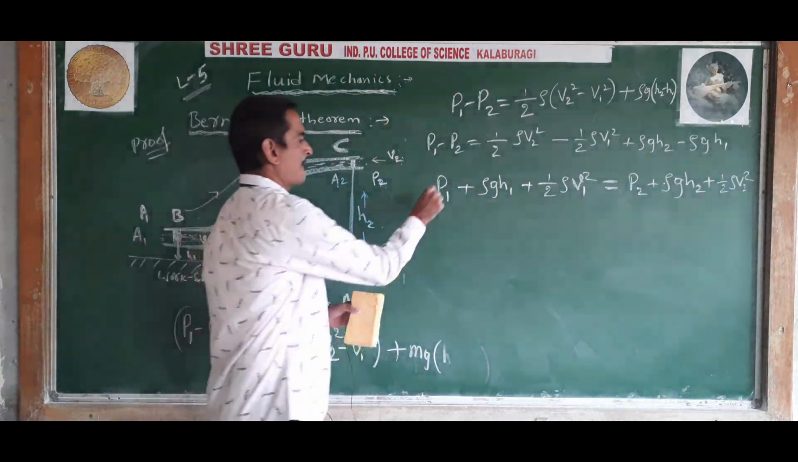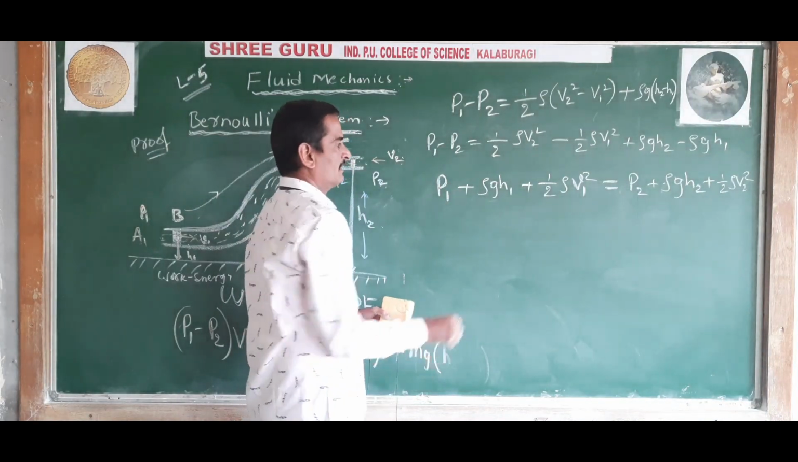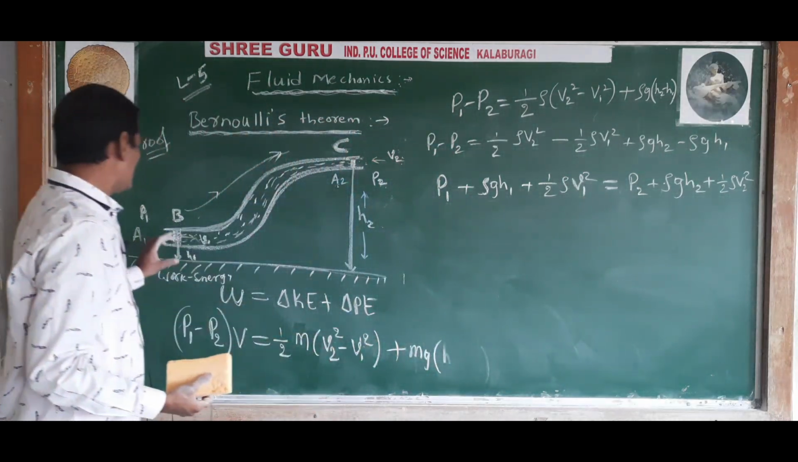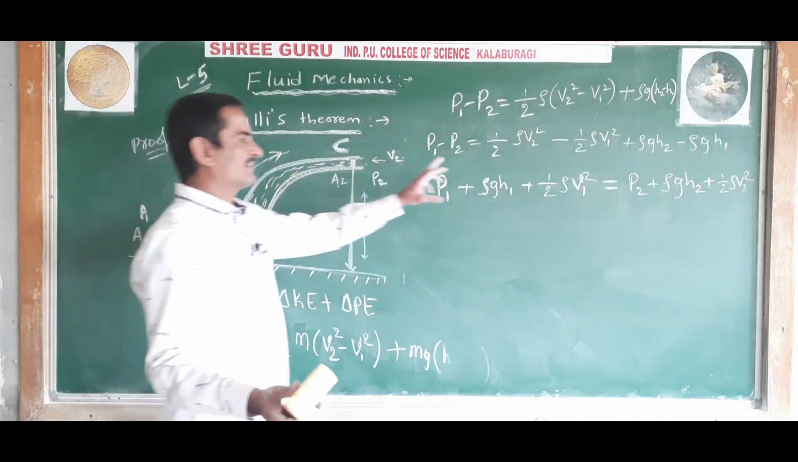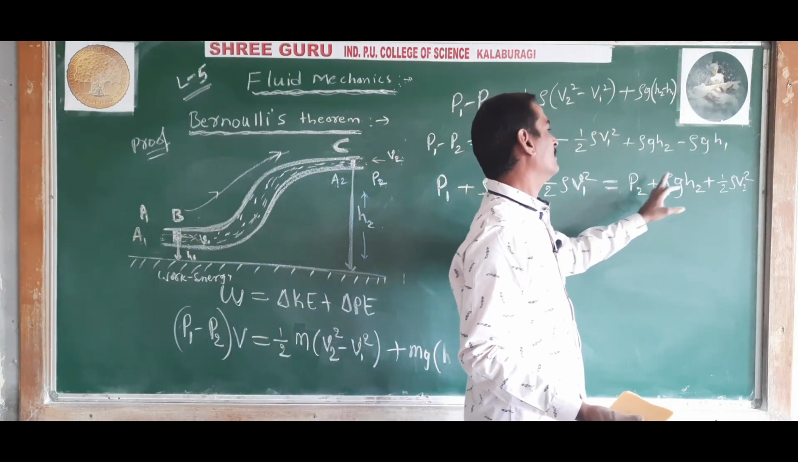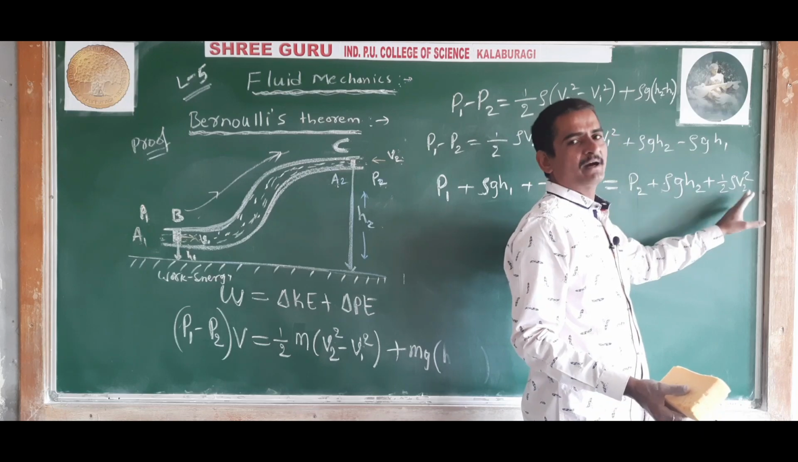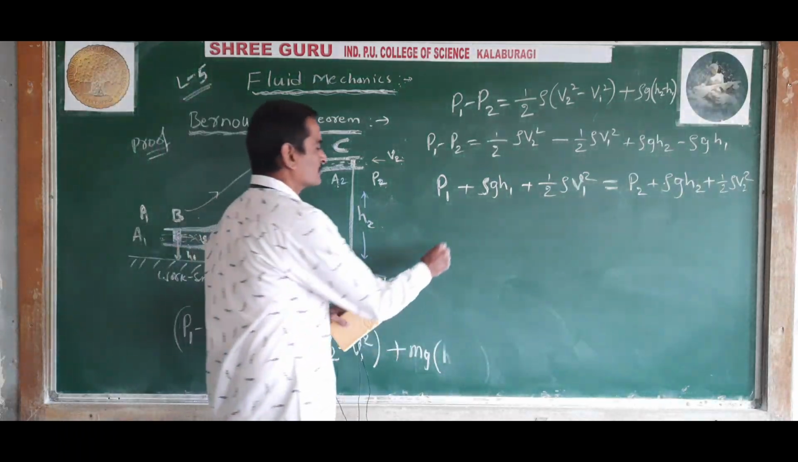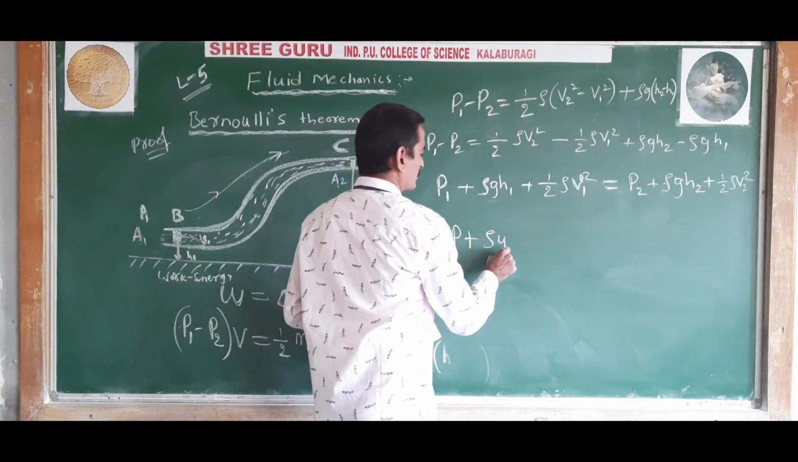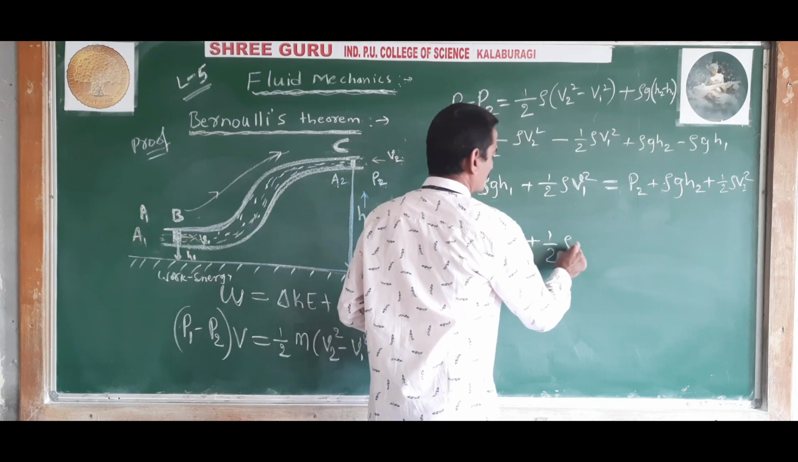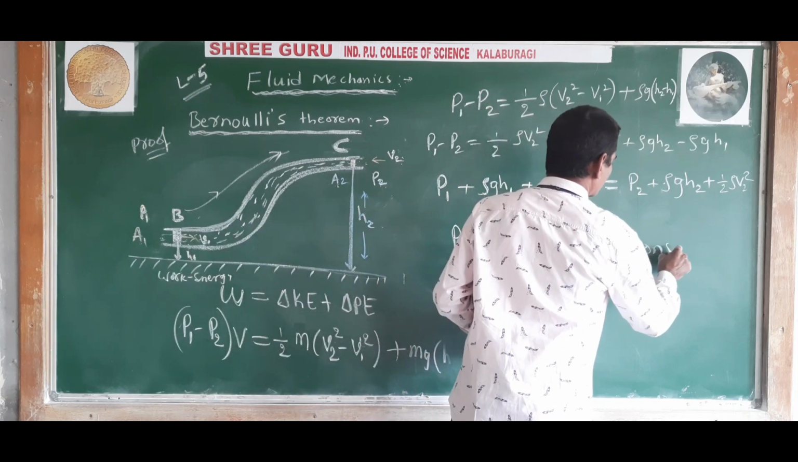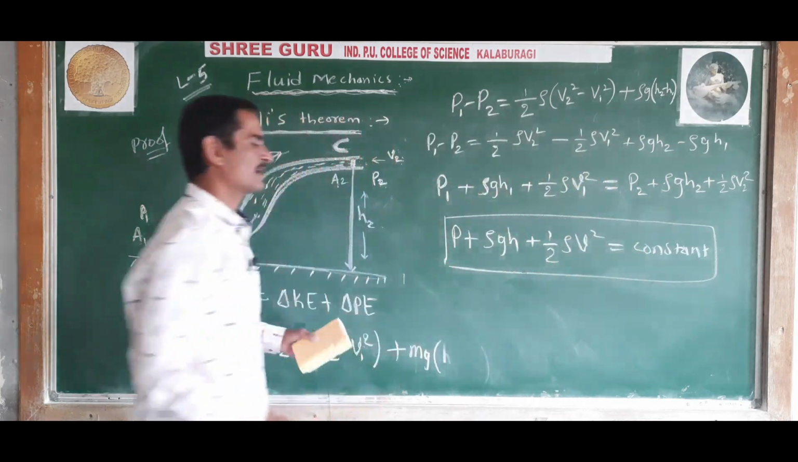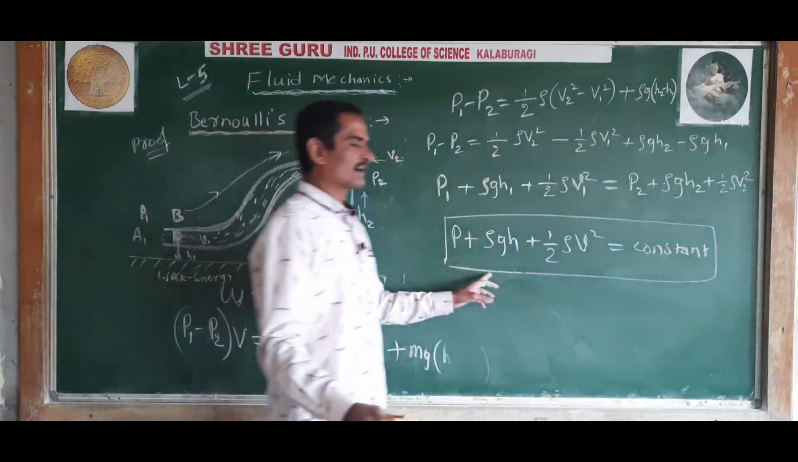So this is pressure energy per unit volume, this is potential energy per unit volume, and this is kinetic energy per unit volume at the end B, and the sum of pressure energy, potential energy and kinetic energy per unit volume at the end C will remain constant. So that is P plus rho g h plus half rho v square will remain constant. This is called Bernoulli's theorem. Just now we have written this formula.